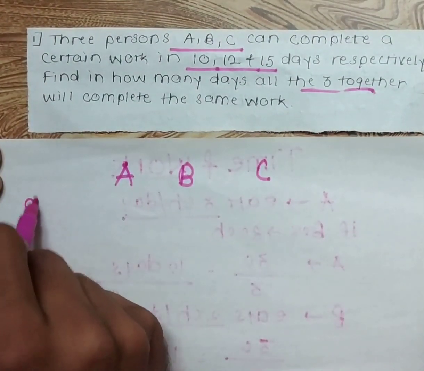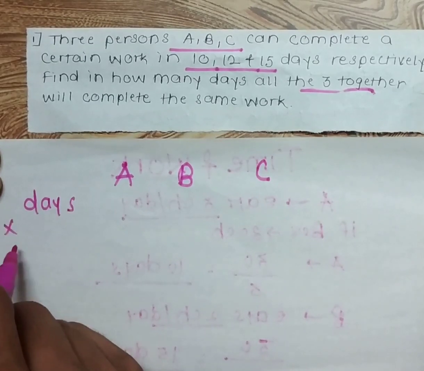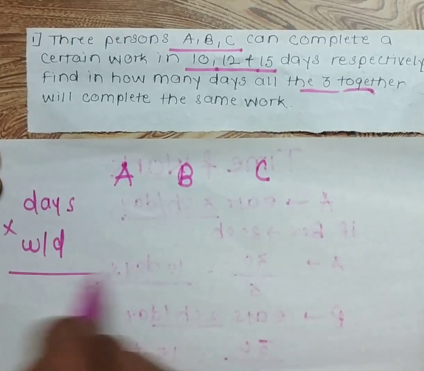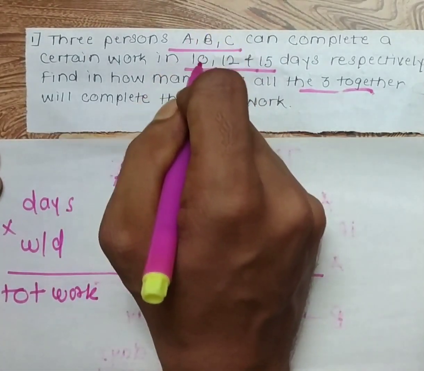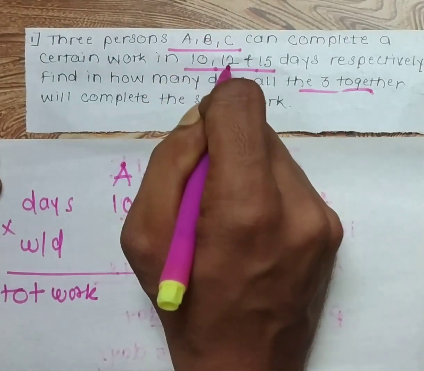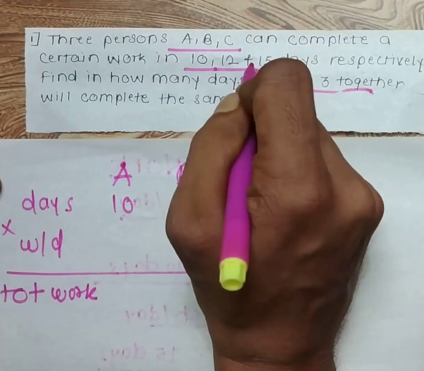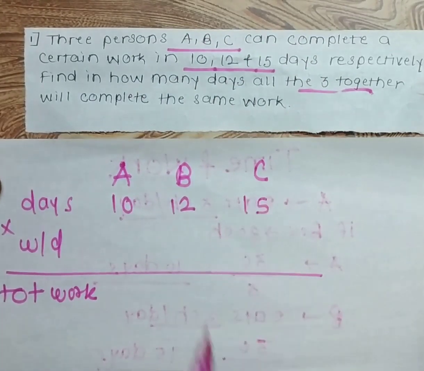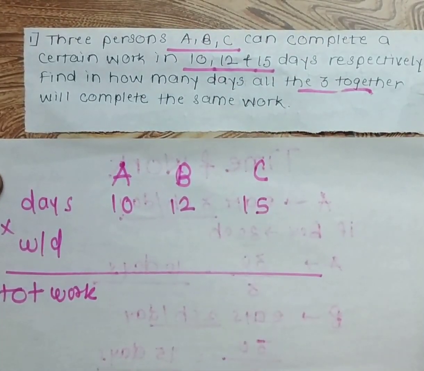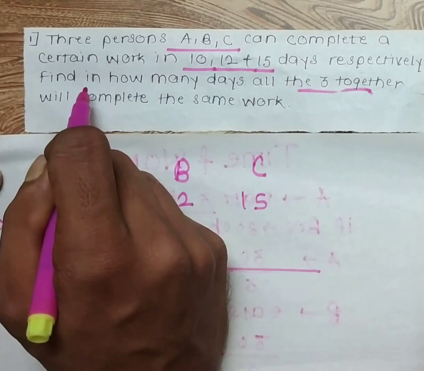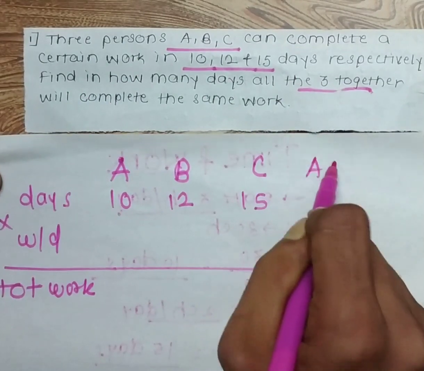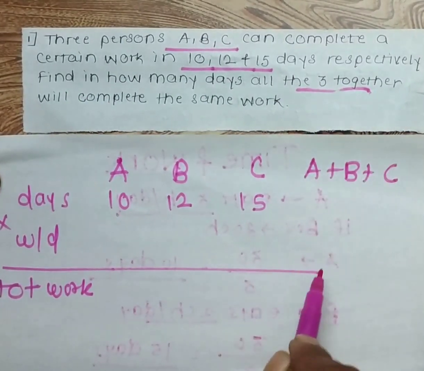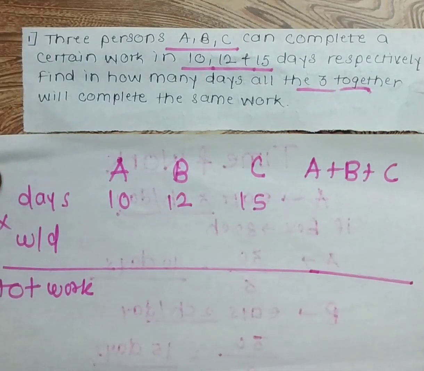We know that number of days into work per day is always equal to total work. A is completing in 10 days, B is completing in 12 days and C is completing in 15 days. The question is, find in how many days all the 3 together will complete the same work. So A plus B plus C, we just have to calculate if all of them started the work together, in how many days the work will get completed.